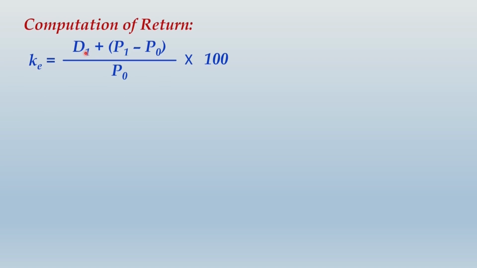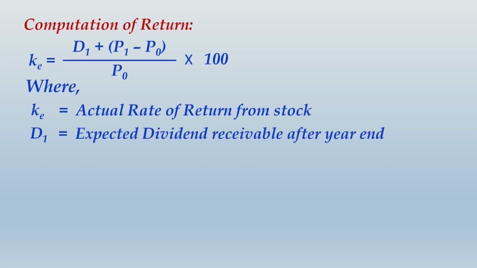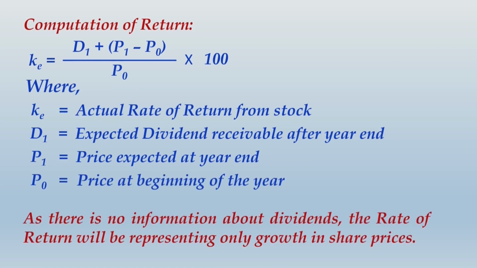Because here there is no dividend information, we will have to simply compute the growth rate by taking D1 as 0, and P1 minus P0 divided by P0 for each year will become the rate of return for that particular year, and when multiplied by 100, the result will be in percentage. So you may write up that formula and define the variables. You know it very well, and once you define these variables, you may also write a note. As there is no information about dividends, the rate of return will be representing only growth in share prices. So please write up this initial part of the solution, and then I take you ahead.